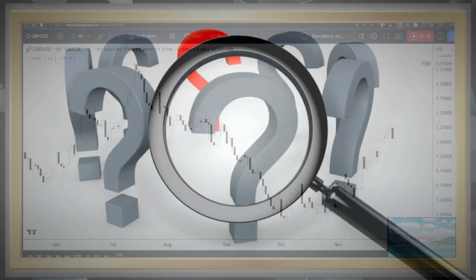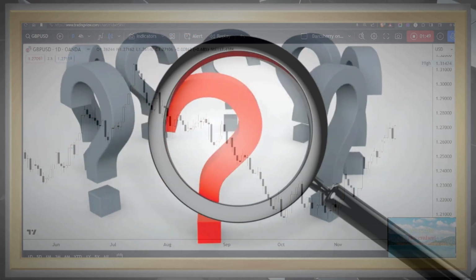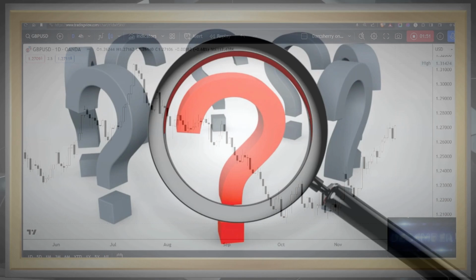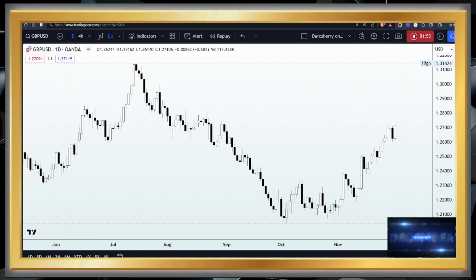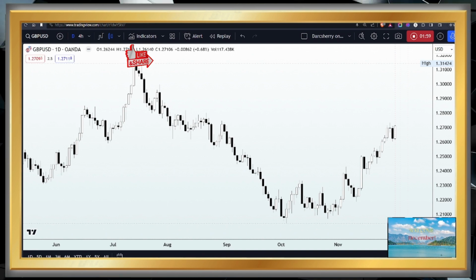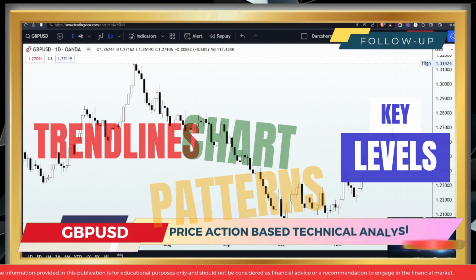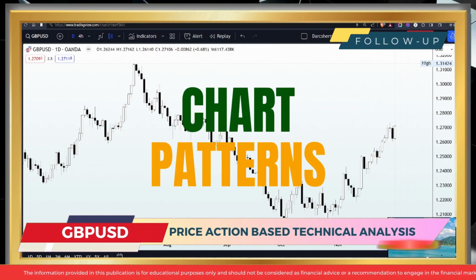Now, the question is, how do we position ourselves amidst this recent situation we have here? Stay with me as we unravel the potential trajectory of price action for the upcoming week, utilizing fundamental tools such as trend lines, key levels, and chart patterns.